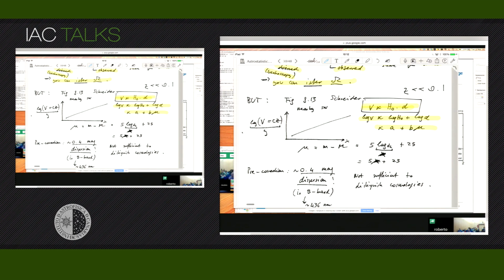So what this is saying is that if we plot log v, which for those objects is just c times z, so z we know, c we know, and we can compute v. If we plot log v versus mu, we should get a straight line. Like this. Right? Unfortunately, this is not the case.